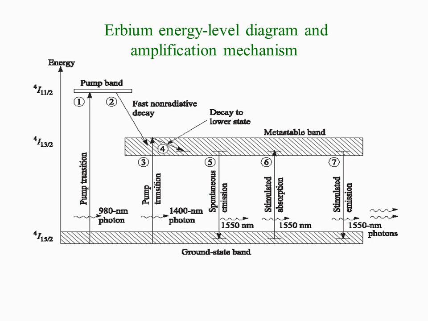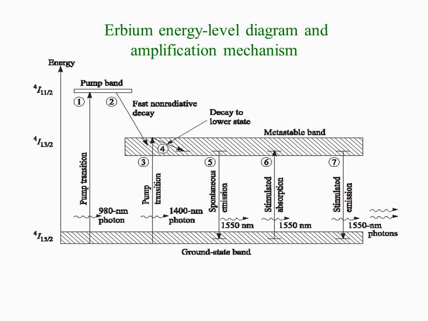So what will happen here? The pump signal with a wavelength of 1400 nanometer will make the transition from the ground state band into the metastable band. So here, electrons will absorb the energy from the pump source and make the transition from the ground state band into the metastable band. That we can see in number 3.